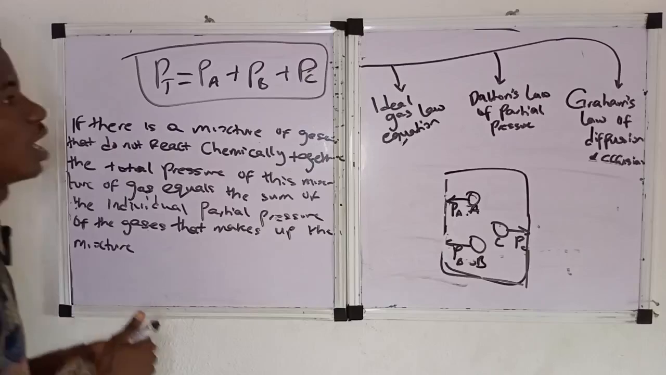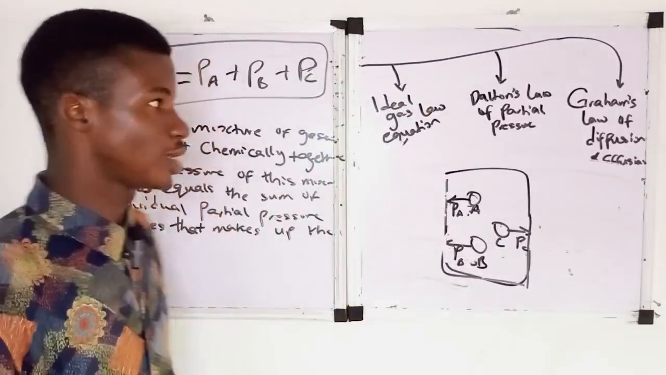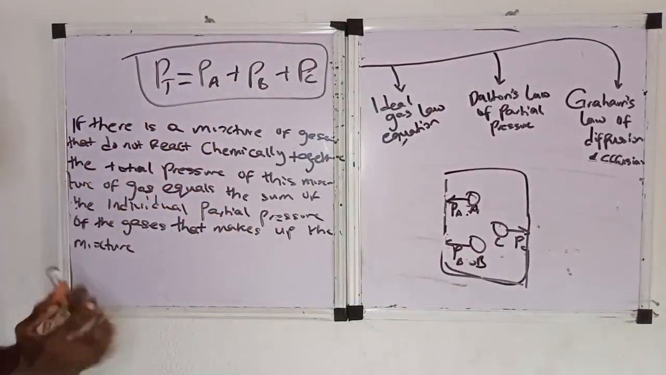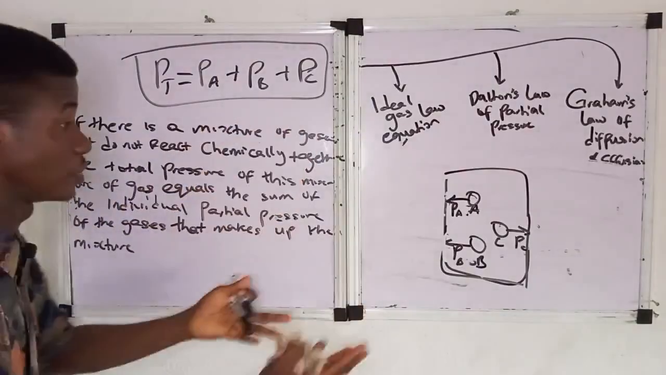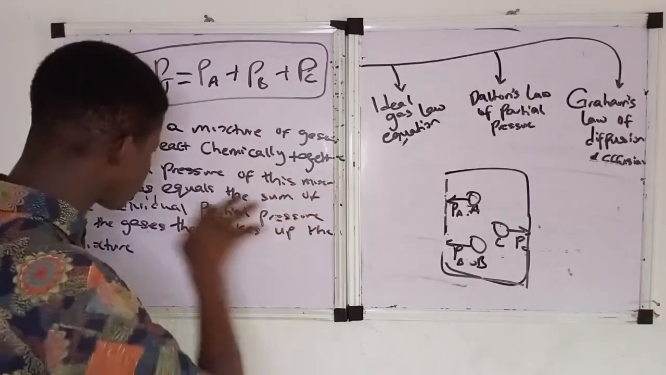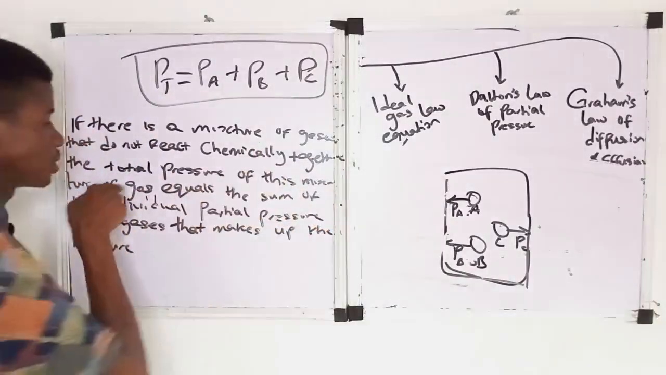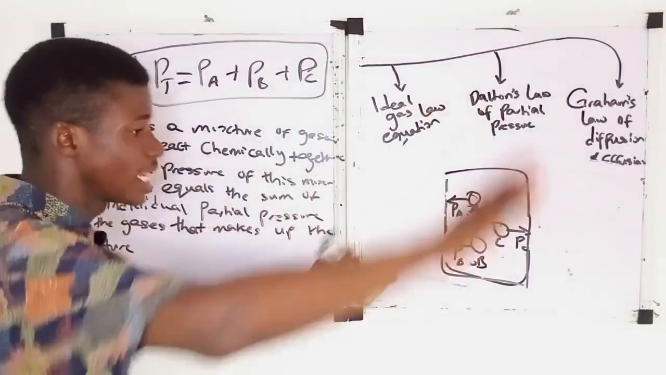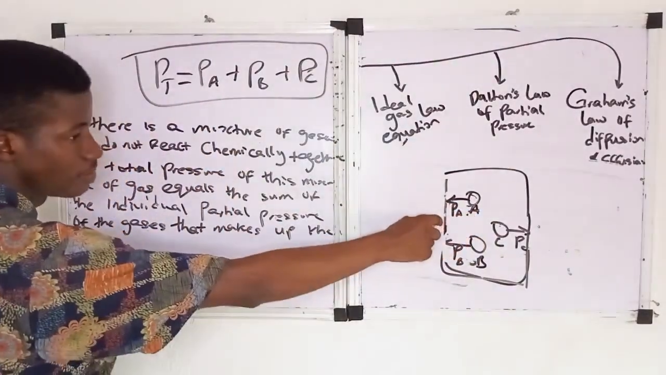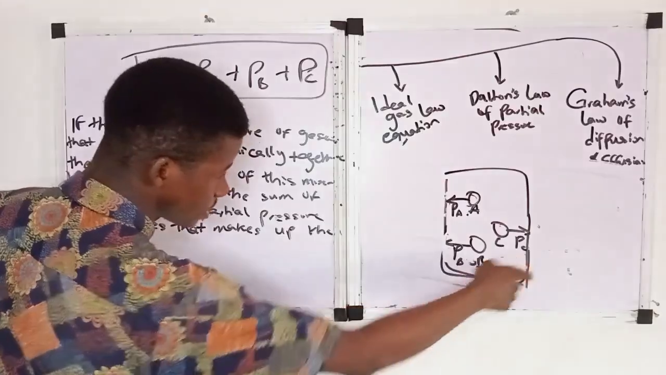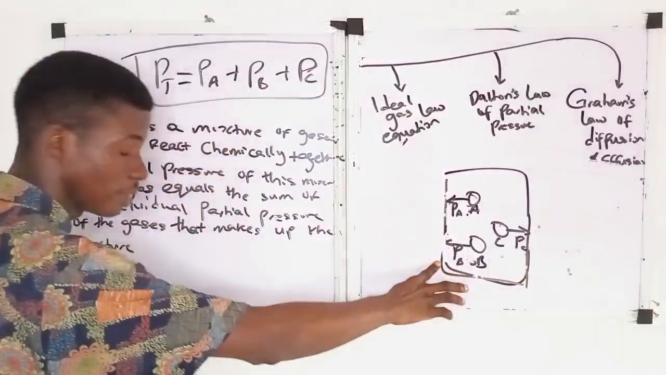So this is what the law of partial pressure is telling us. If there's a mixture of gases that do not react chemically together, placed in a container, the total pressure that they exert equals their individual pressures. A is exerting PA, C is exerting PC, and B is exerting PB.